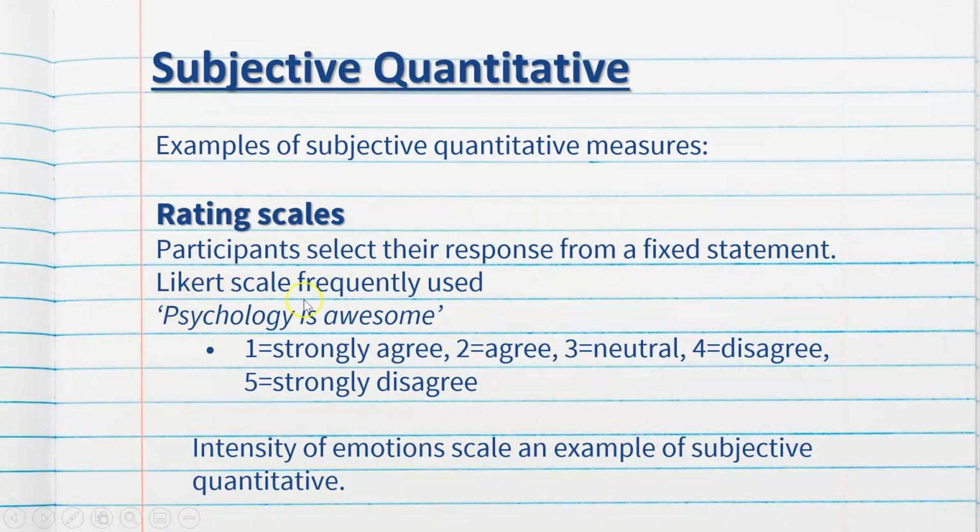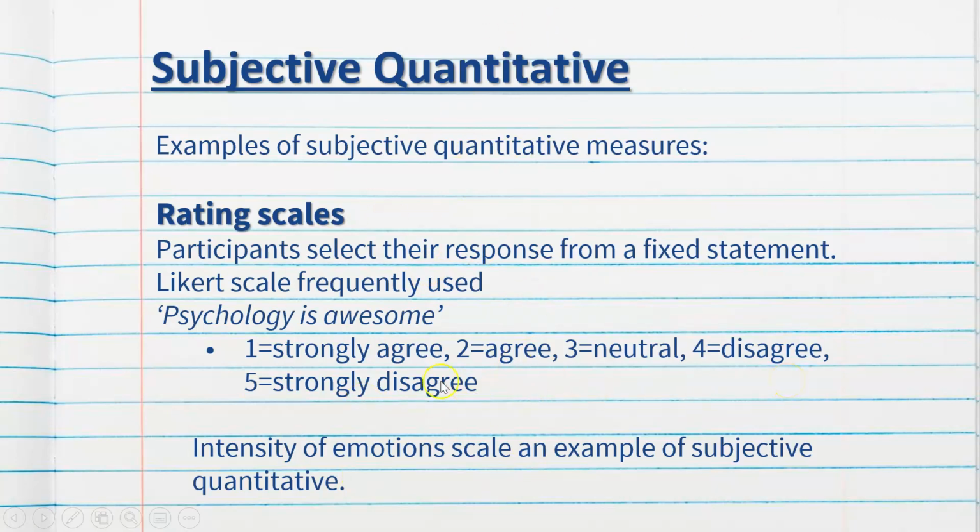So if I gave you the statement, psychology is awesome, I then give you the following scale. You need to determine your opinion as to how much you agree or disagree with this statement by a number representation. So 1 is strongly agree, 2 is agree, 3 is neutral, 4 is disagree, 5 is strongly disagree. So if I was to give this out to you, I would hopefully get some number 1s. I would hope so. I might get some 2s, some 3s, some 4s, and 5s. I'd obviously get your opinion represented in number form. So that is a very, very easy example of subjective quantitative.